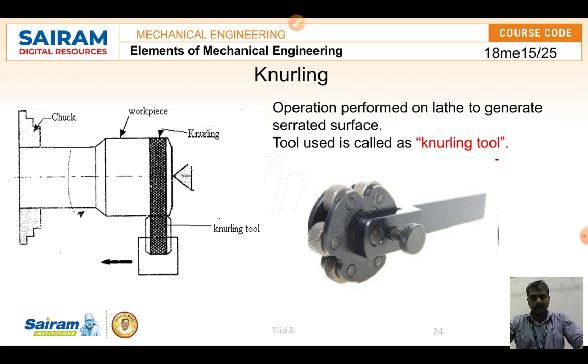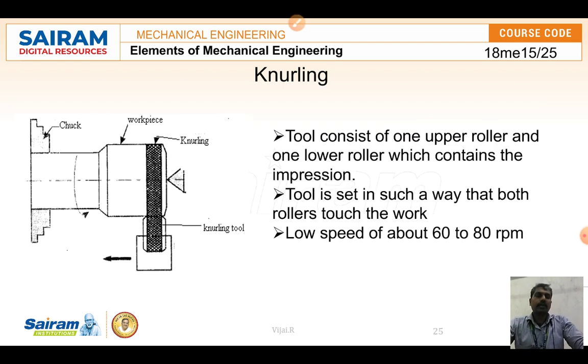But the thing is, it should rotate at a slower speed of around 60 to 80 rpm. That is the only thing we have to do: move it very slowly. We have to rotate the work component very slowly, and the knurling tool is located in such a manner that both the rollers are going to touch the workpiece.